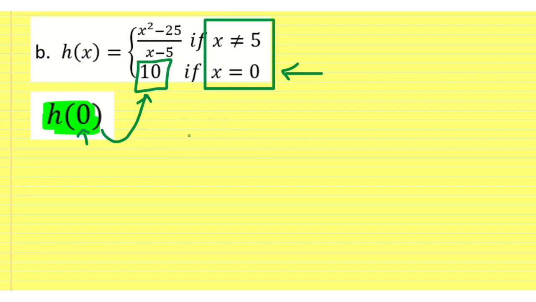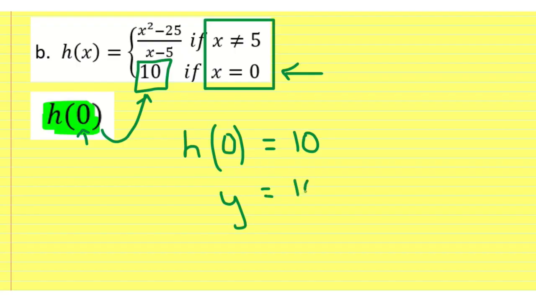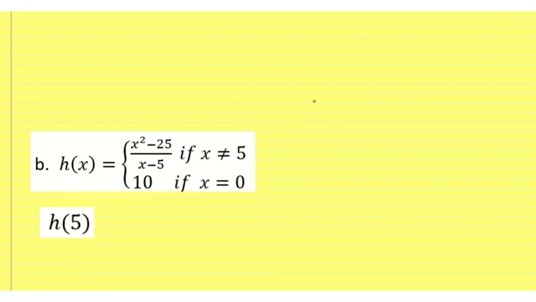But what this means is that our h function, when our x value is 0, has a function value of 10 only. There's only one value. And of course, we can think of that as being y equals 10. It would just be a constant. Okay, and what else do we have here?